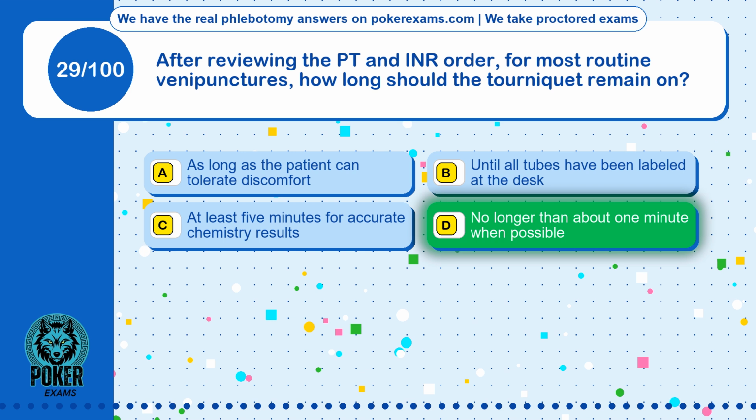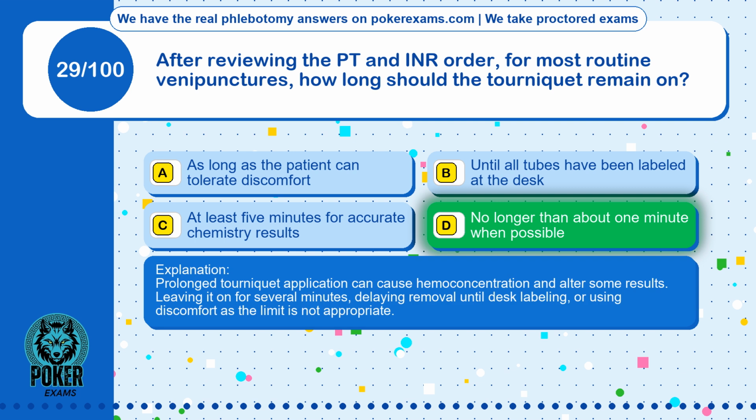The correct answer is option D. No longer than about 1 minute when possible. Prolonged tourniquet application can cause hemoconcentration and alter some results. Leaving it on for several minutes, delaying removal until desk labeling, or using discomfort as the limit is not appropriate.